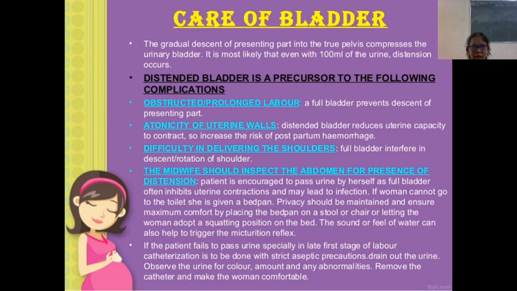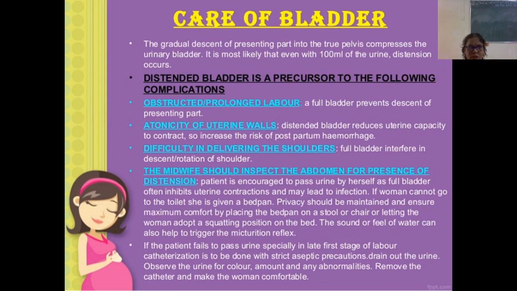Then care of the bladder. Yesterday we have seen how the gradual descent of the presenting part into the true pelvis compresses the urinary bladder and there are chances of incontinence. So a distended bladder is a precursor to the following complications. Suppose the fetal head has descended and there is bladder retention. In such case, complications may occur like obstructed or prolonged labor, atonicity of uterine walls, difficulty in delivering the shoulders.